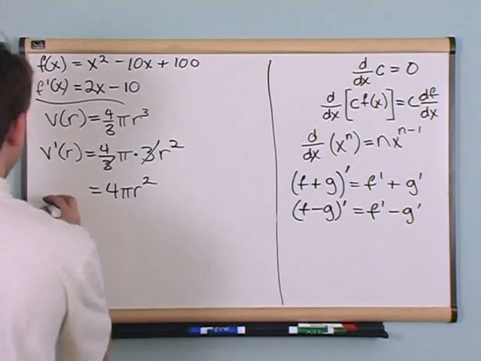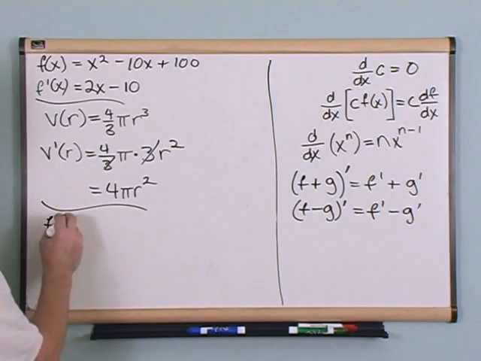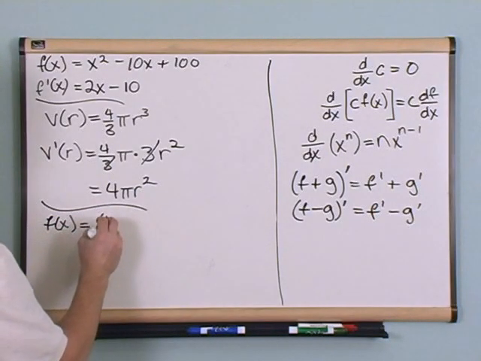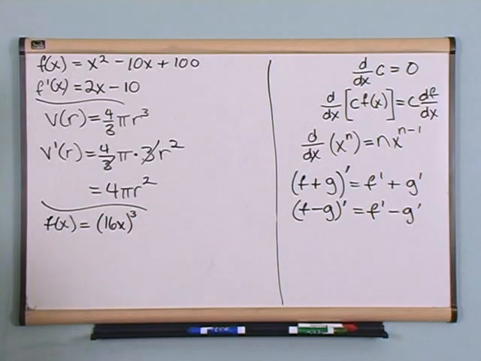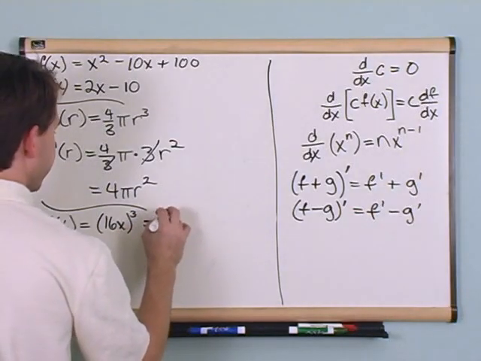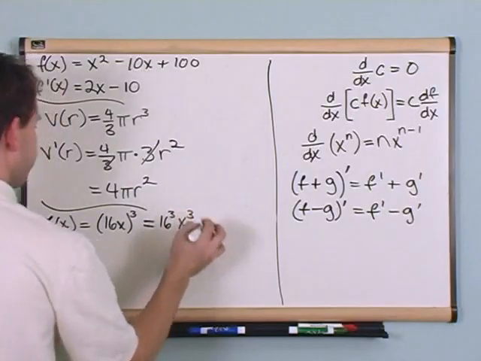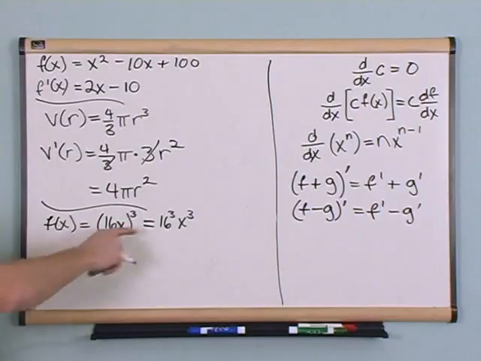Now what if you had a problem like f of x is equal to 16x to the third power, all wrapped up here in the exponent. Well, the way I would tackle that is I would say, well, that's 16 to the third times x to the third, right? Because when you have an exponent outside, you just kind of distribute that exponent in.